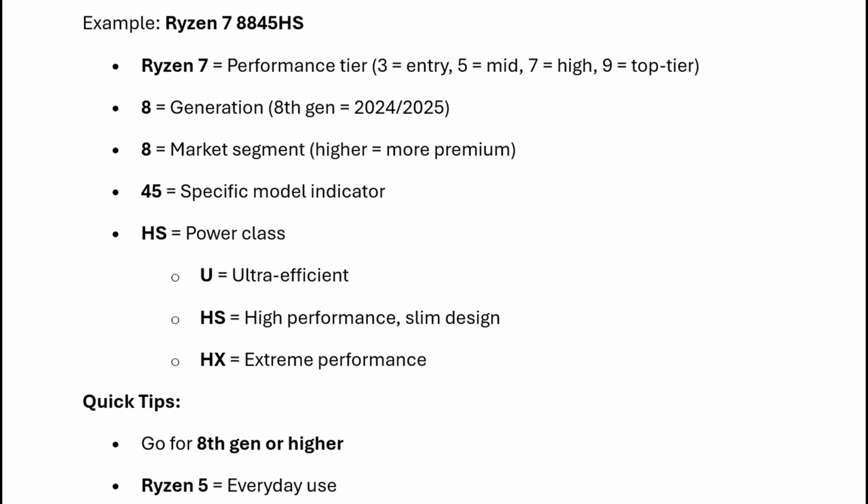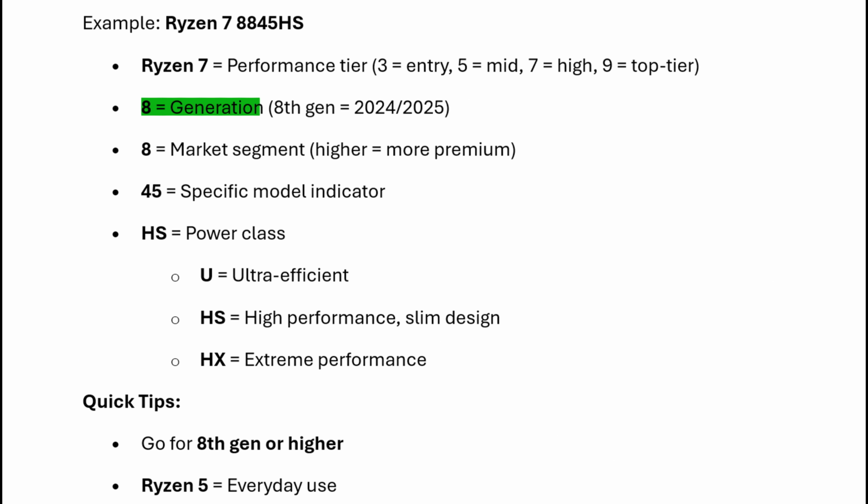AMD uses a similar naming style as Intel. The higher the number, Ryzen 3, 5, 7, or 9, the better the performance tier. But again, the details matter. Example, Ryzen 7 8845HS. You have the first digits, Ryzen 7, as the performance tier, 3 being entry level, 5 mid range, 7 high end, and 9 is the top tier.